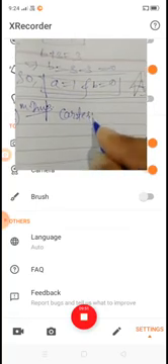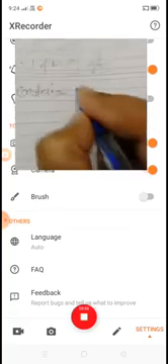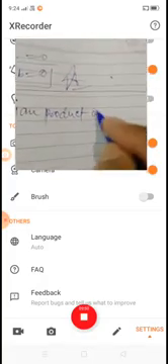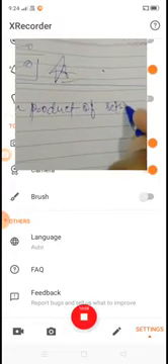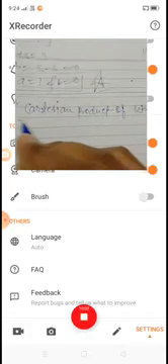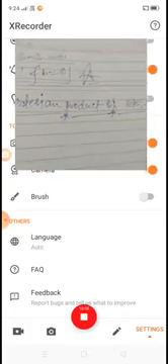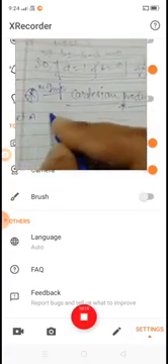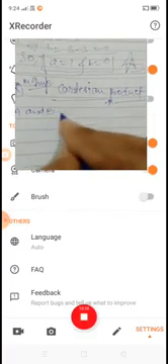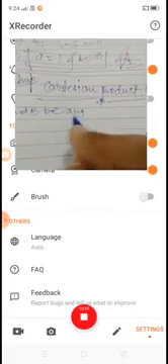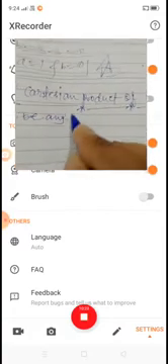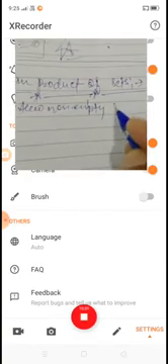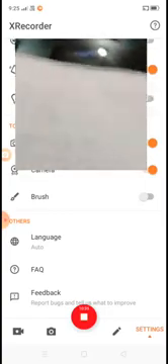Cartesian product of sets. Okay, let A and B be any two non-empty sets.